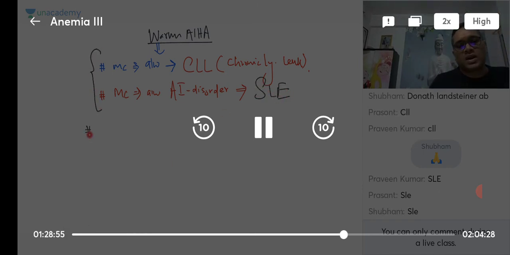Right. Now, third, they are also associated with the drugs. So that is called drug-induced hemolytic anemia. What we will be calling them? Drug-induced autoimmune hemolytic anemia. So what are the drugs? There are two important drugs which we need to remember.